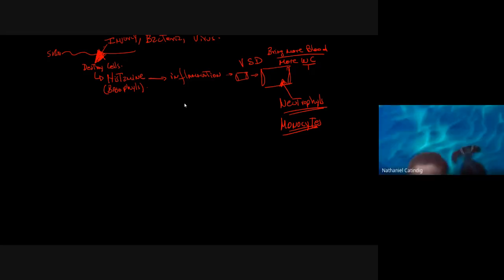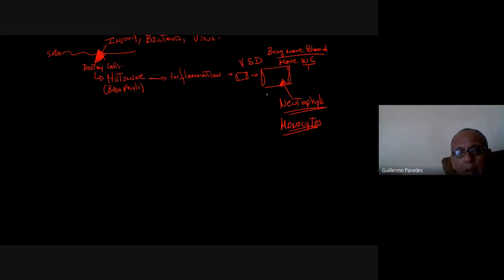Okay, so what happened here? We have the bacteria destroying the cells, releasing histamine, causing inflammation, producing vasodilation, bringing more blood and more white cells. They bring neutrophils, and the monocytes come too. Basophils and eosinophils are acting too. The monocyte has a fish-mouth-shaped nucleus here. But when you stimulate the monocytes, they become what we call a macrophage.